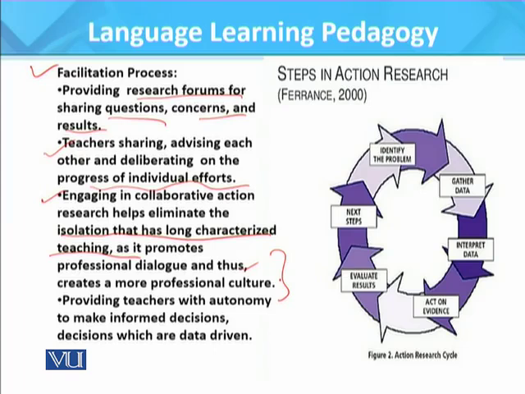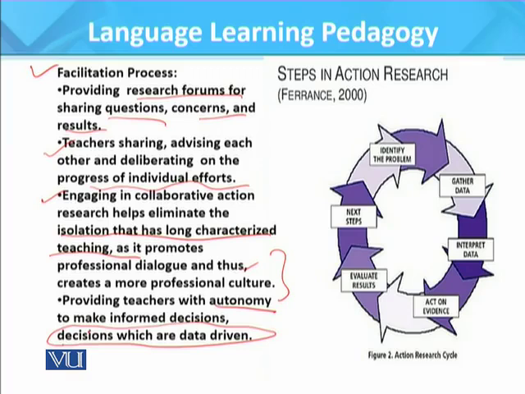Providing teachers with autonomy is very important. If you want teachers to come up with a specific solution to a problem, they need to be given autonomy. Based on the research, they should be able to make informed decisions, and those decisions should be data driven, with empirical findings or experimentation at the back of them.